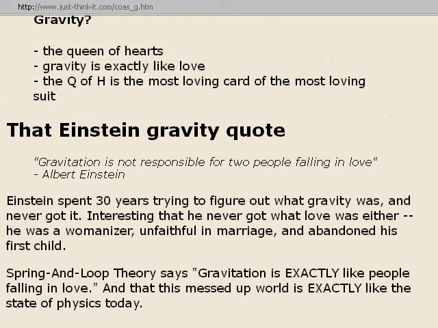Albert Einstein. Einstein spent 30 years trying to figure out what gravity was, and never got it. Interesting that he never got what love was either. He was a womanizer, unfaithful in marriage, and he abandoned his first child. Spring and loop theory says gravitation is exactly like people falling in love, and that this messed up world is exactly like the state of physics today.